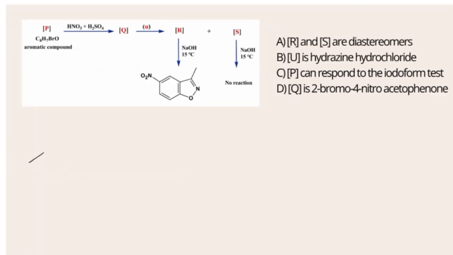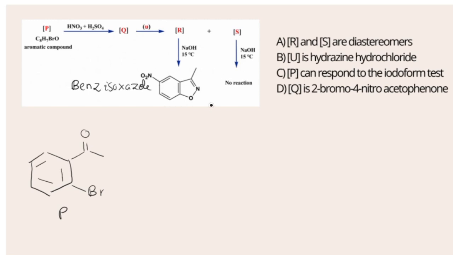Assuming the structure of molecule P with the molecular formula C8H7BrO as 2-bromoacetophenone. Let's carry out the given reactions and find out whether the final product is going to be benzisoxazole. This is the name of the heterocyclic aromatic compound. So now the first reaction is nitrating mixture condition. That means what? We are going to do mononitration for the molecule P.